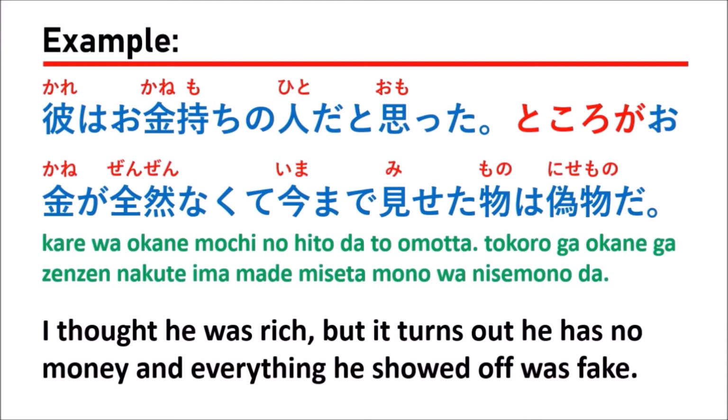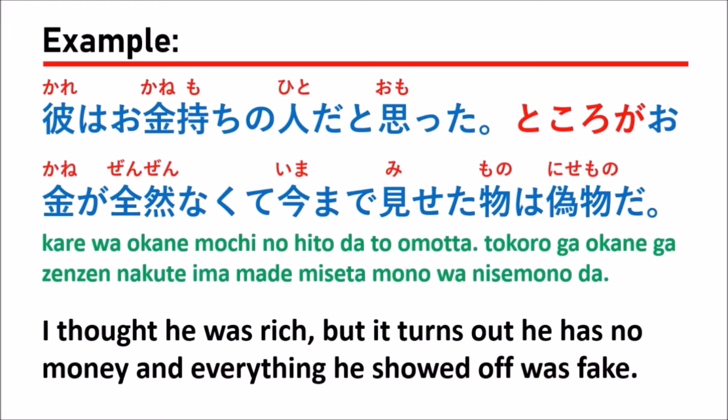In this sentence, what is the expectation part? Here, the expectation part starts with kare and ends with omotta. So our expectation is kare wa okanemochi no hito da to omotta, which means I thought he was rich. Here is the expectation part. And after that, tokoroga, which means but, however, or even though, right?